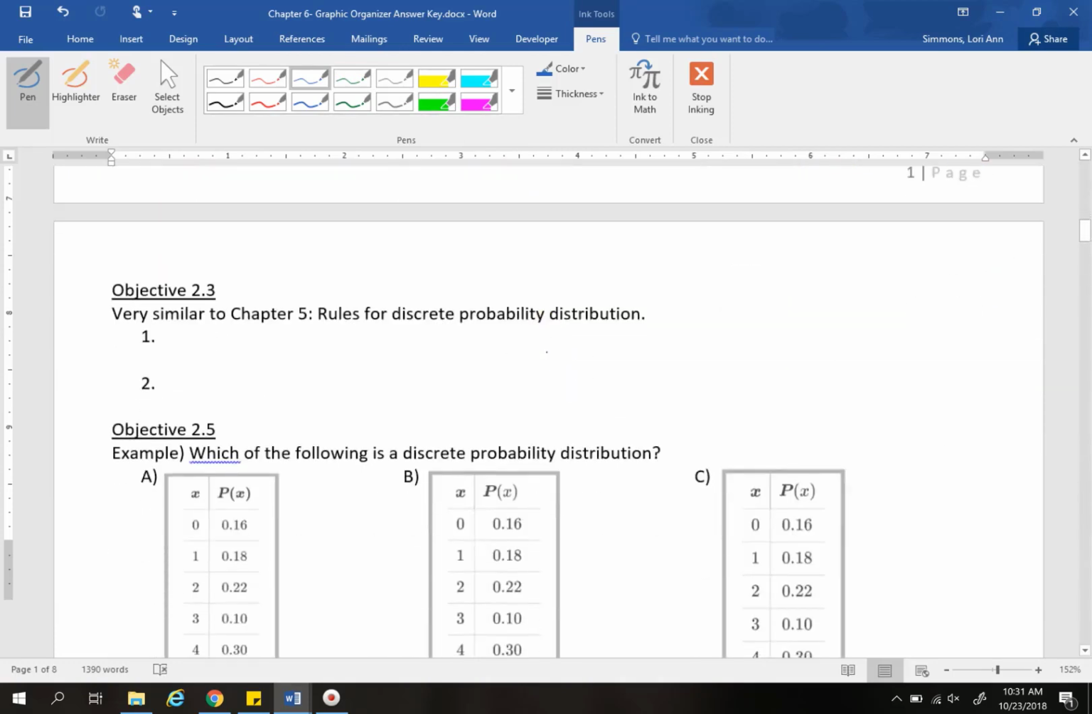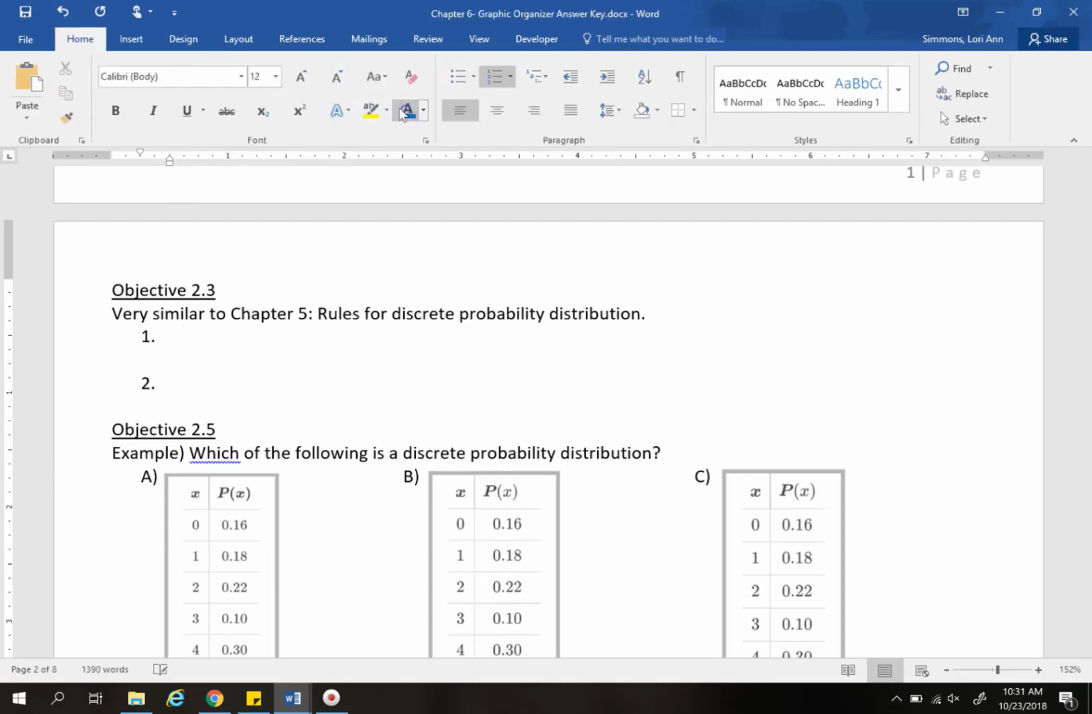So very similar to chapter 5, the rules for discrete probability are all probabilities added together equal 1, and all probabilities are between or equal to 0 and 1.